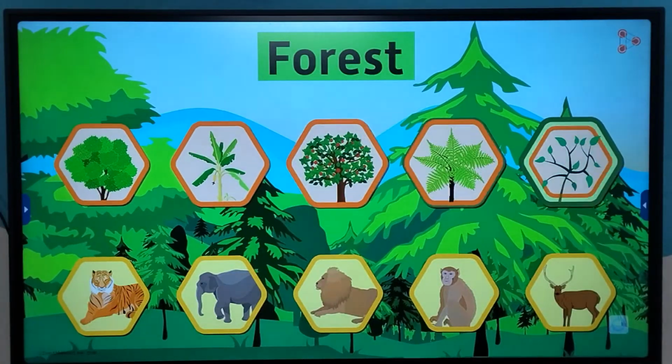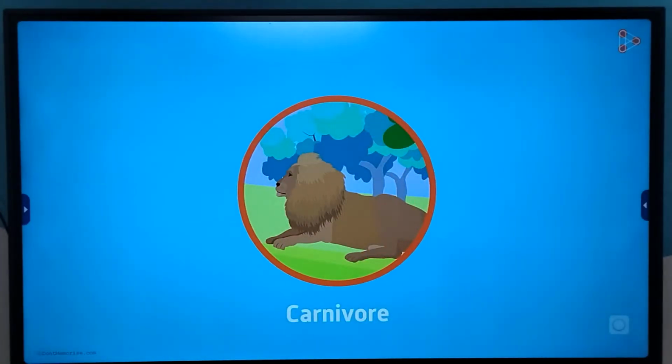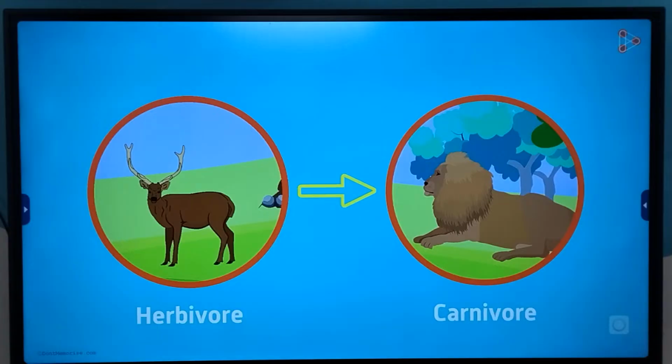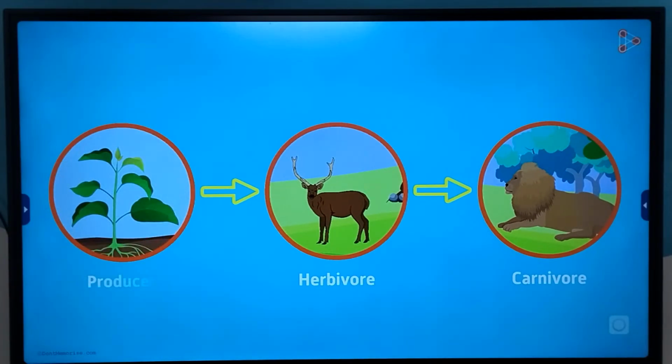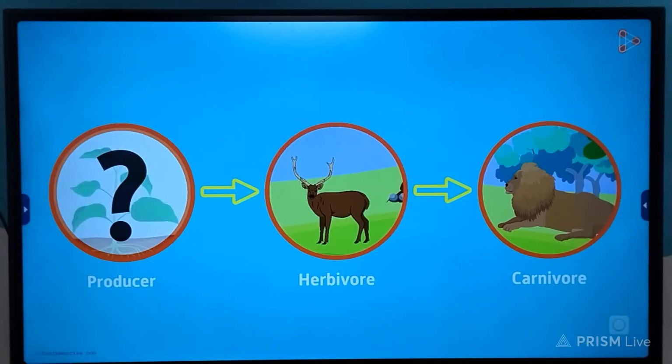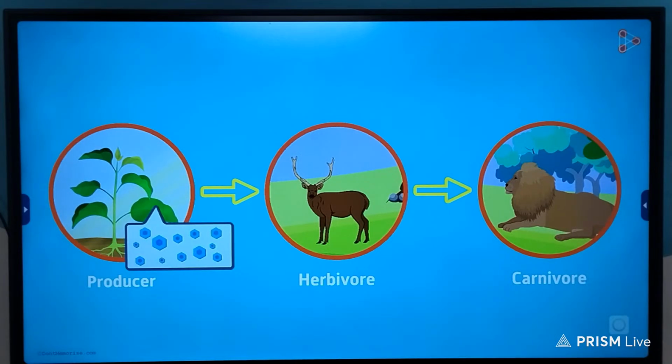in the ecosystem. And how does that happen? Let's find out. We know that a carnivore like a lion eats a herbivore like a deer. And what does the deer eat? It eats the leaves of trees and grass. And where do trees get their food from? Well, trees don't get it, but they make it instead. Yes, the process of photosynthesis helps the trees to make their own food.